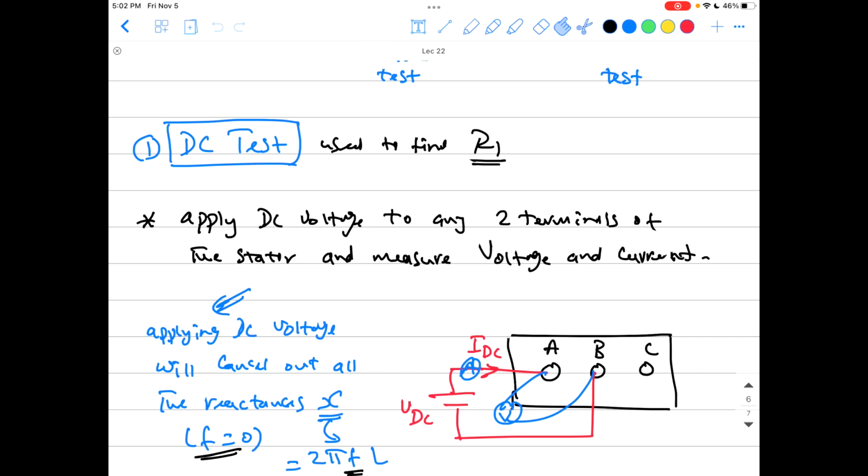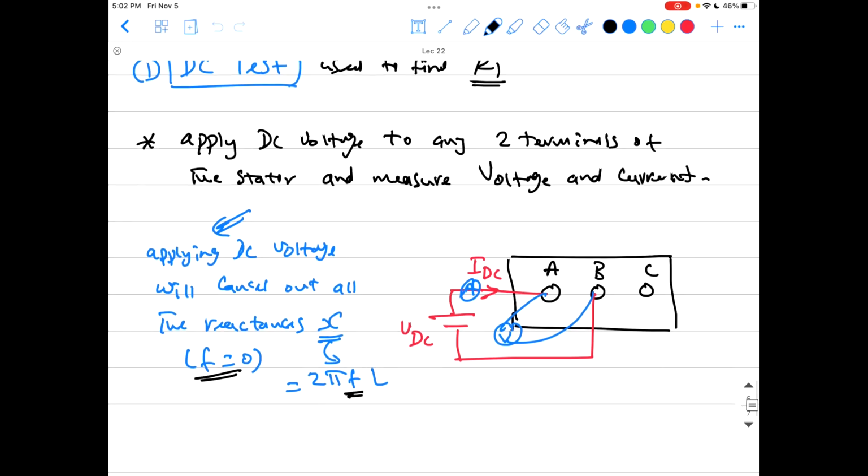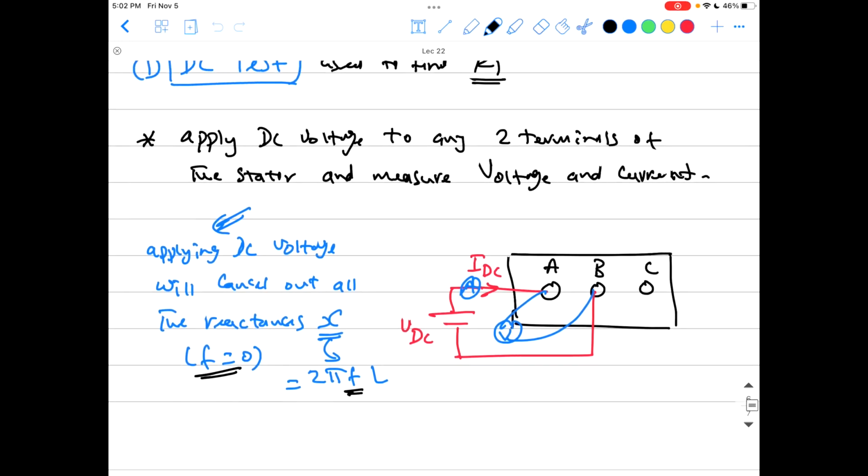How to do it as a procedure, like we said last time, I'm just reviewing this in a hurry. We apply DC voltage to any 2 terminals of the stator winding and measure the voltage and current. Why do I say this? Obviously, if you have the terminals of all 3 phases out, you can access each single phase alone, like what we have in our lab with the synchronous machine. So we have the 6 terminals of the stator phases out, so we can pick one of them and apply DC voltage to it, measure the voltage and current, divide the voltage by the current obviously, and you find the resistance.